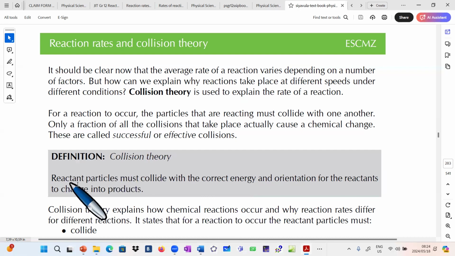All right, collision theory. Reactant particles must collide with the correct energy and orientation for the reactants to change into products. There are a couple of factors that we look at here. You need correct energy, and there has to be a collision. If the collision does not occur with correct energy and orientation, then the reactants are not going to change into products. So you're not going to have the successful or effective collisions that cause chemical change.